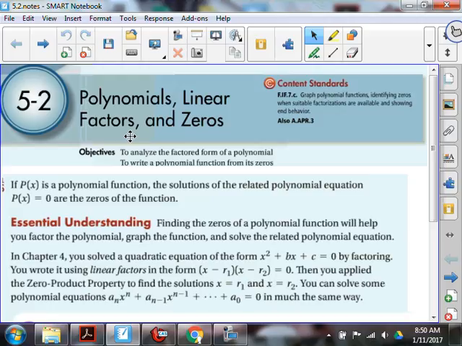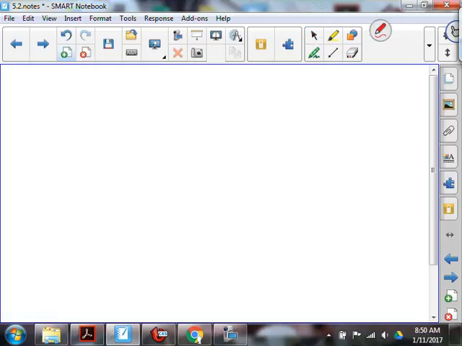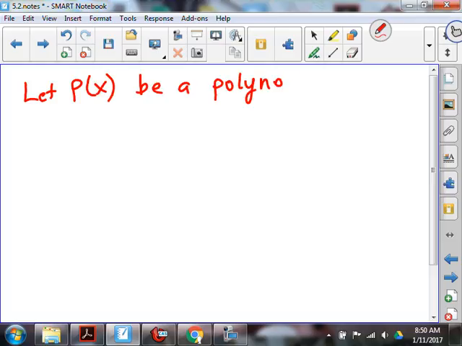So the content standards, you don't need to write any of those down. The first paragraph, all they're saying is what we're going to say right here. Real big statement. We're going to say let p of x be a polynomial function. So p of x is some polynomial function. We don't know what it is, okay? And we really couldn't care less what it is.